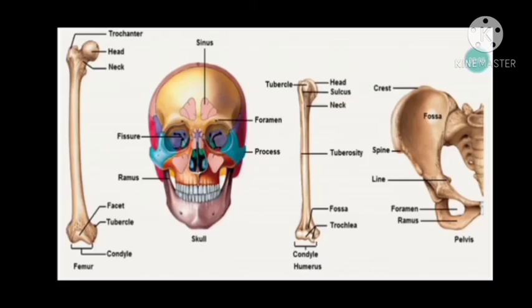Tuberosity. In the femur bone, we can see examples of trochanter, head, neck, facet, tubercle, and condyle. In the skull bone, you can see the sinus, foramen, process, fissure, and ramus. In the humerus bone, we have the tubercle, head, sulcus, neck, tuberosity, fossa, and trochlea. In the pelvis bone, the crest, fossa, spine, line, foramen, and ramus.